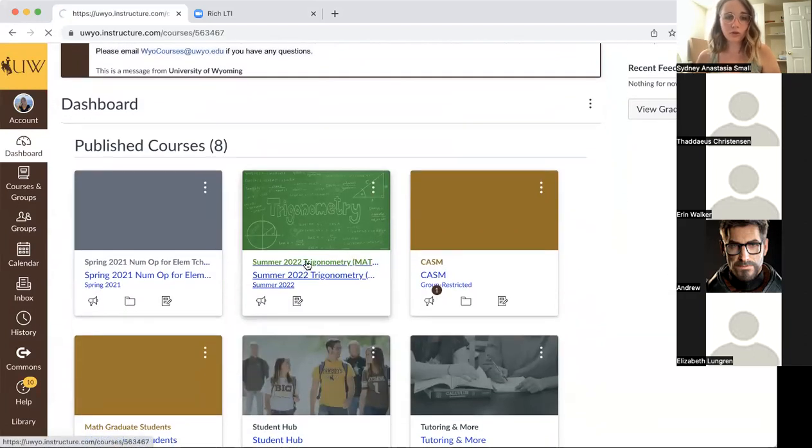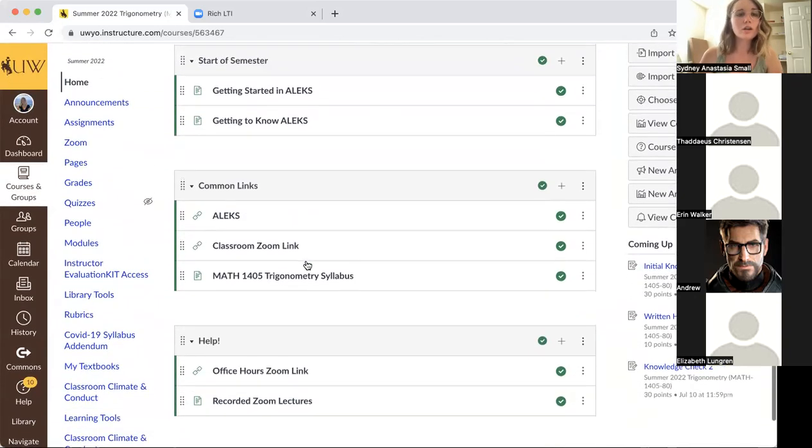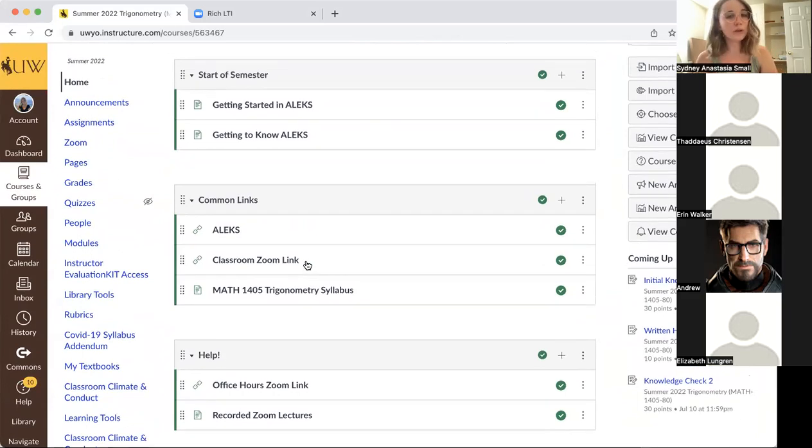Okay, so when you go into the trigonometry course shell, this is what you should see. There are 3 modules here that will be very important, especially in these first couple of weeks. We have the start of the semester stuff, which is all of the things with Alex, which I will talk about in a minute. We have the common links, which is how you will access Alex, the classroom Zoom link. Hopefully that's how you all got here today. And just the syllabus, which we will be going over.